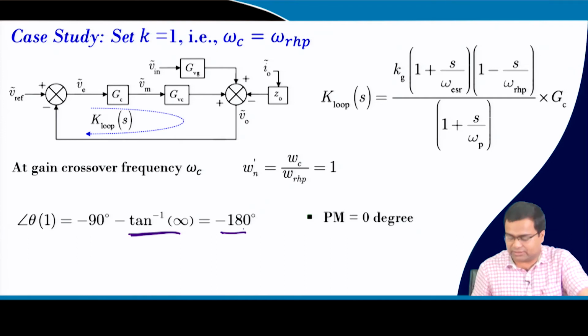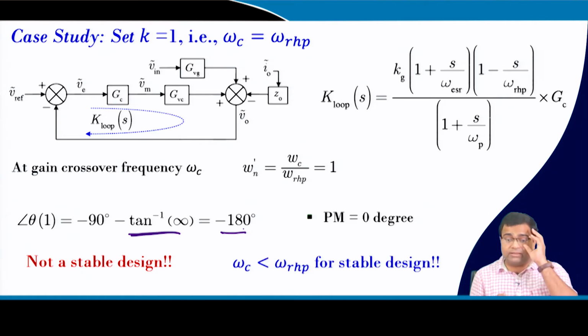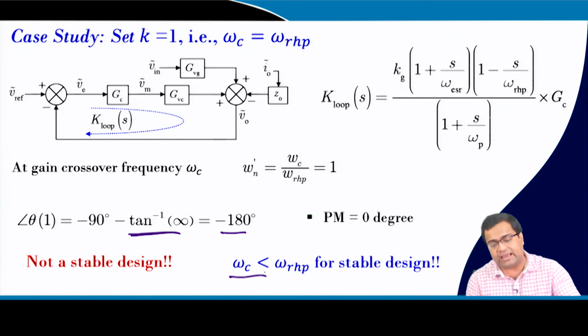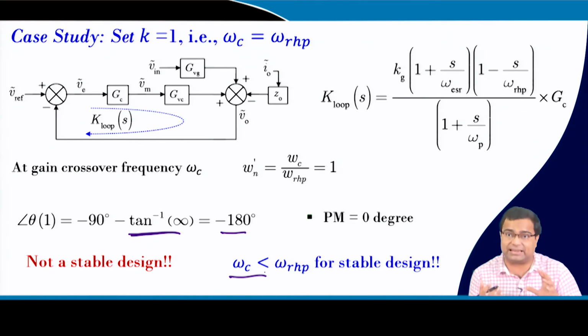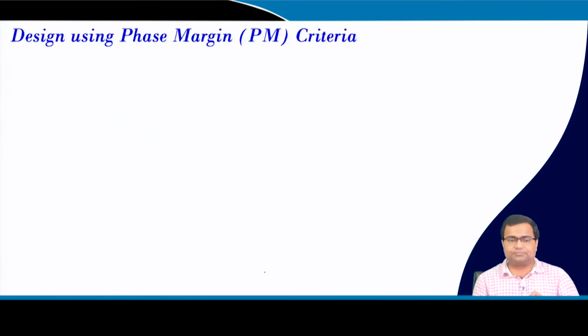So, it is 180 degree. So, the phase margin is 0 degree. So, it is not a stable design. So, that means the omega c must be smaller than RHP, and if we go beyond that, the phase margin will be negative. So, that is an unstable system. So, our gain crossover frequency must be smaller than RHP, but how small, that we will see.